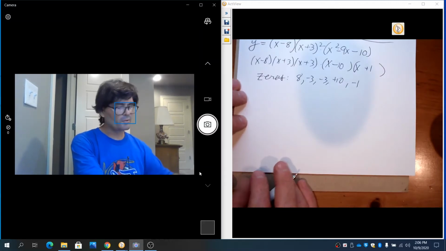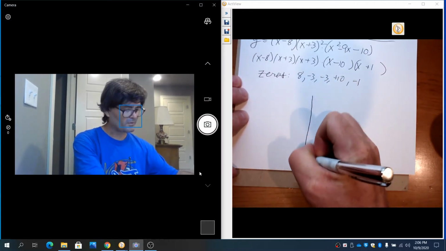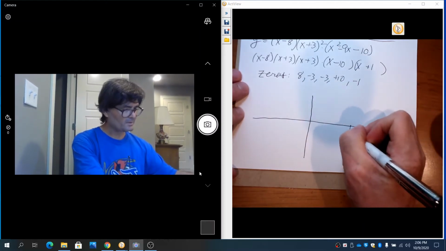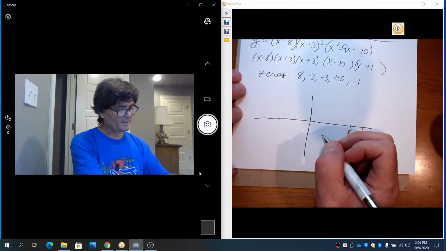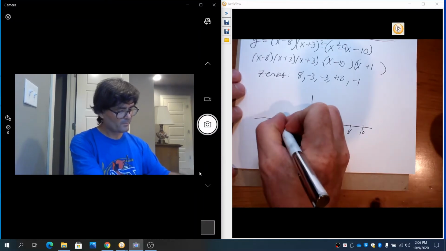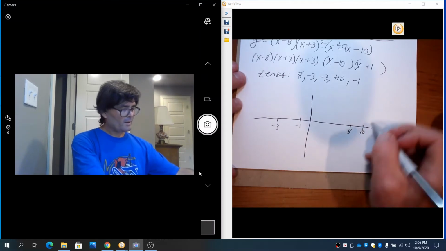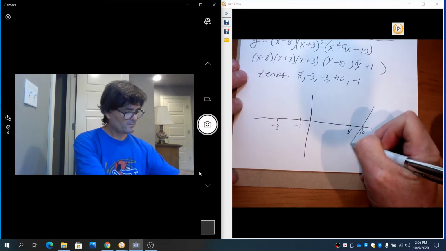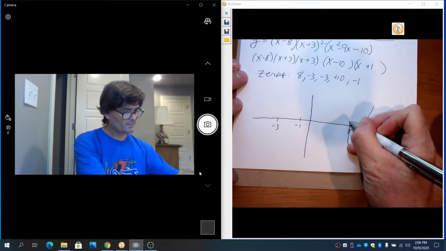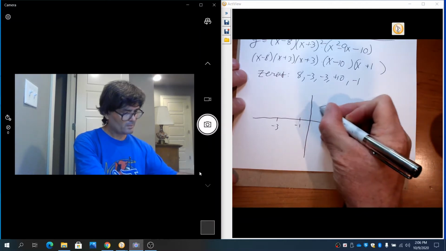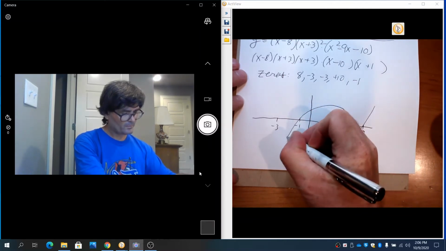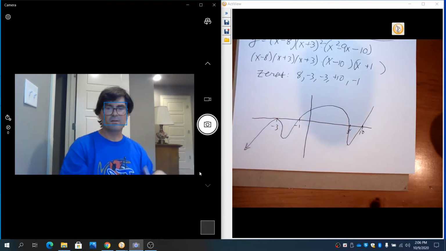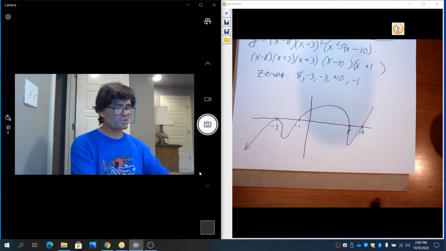And you could put these on a graph. I'm just going to make another rough sketch here for you. Very rough. 8, and 10, and what do we have? Negative 1, negative 3. So we're going to cross 10, cross at 8, come up, cross at 1, and then touch at negative 3, and then down. So a very, very rough graph, but I'm just trying to show you.